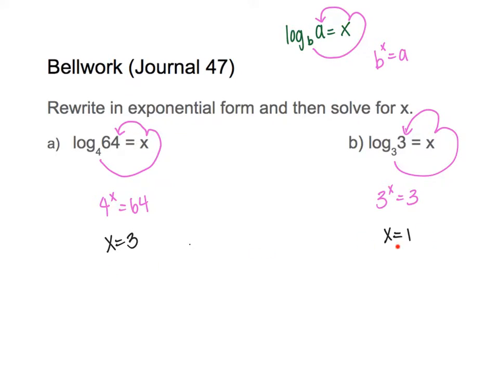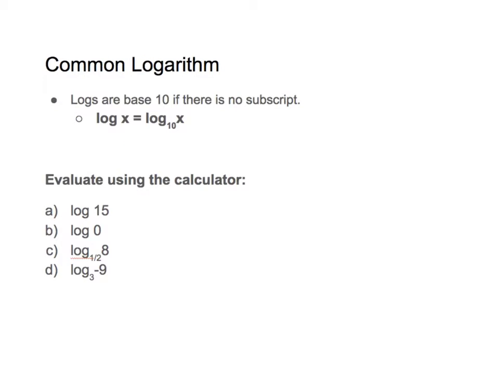So rewriting in exponent form allows us to evaluate logs and solve for x. But this is kind of a process. You have to write it as an exponent and then try to figure out the value. Is there a way to go straight from the log to the value, in other words, calculate the value without writing it in exponential form? Well, there is, and we use the calculator to help us out. In the next slide, I'm going to show you how you can do it on the calculator.